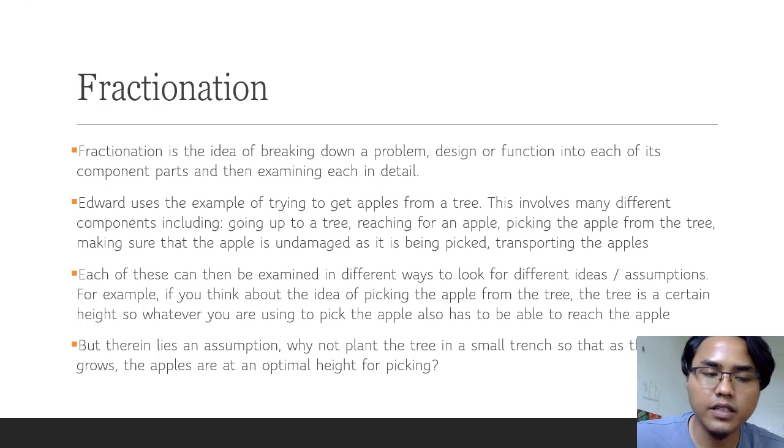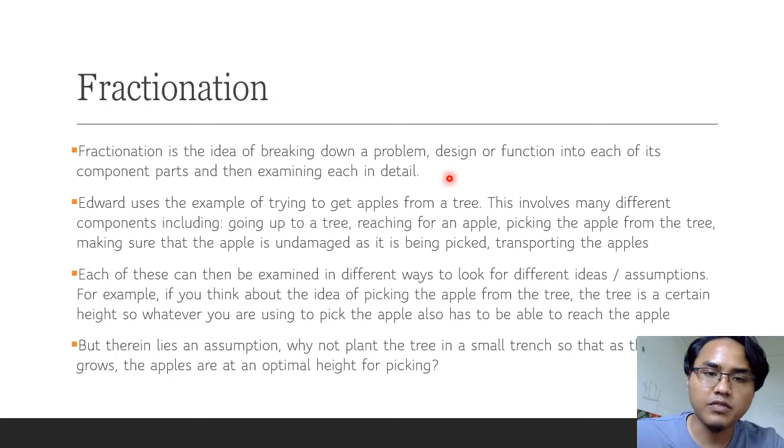Another technique in lateral thinking is fractionation. Fractionation is the idea of breaking down a problem, design or function into each of its component parts and then examining each in detail. That means that we have one problem, we break down the problem into some parts so that each part we can solve in detail.